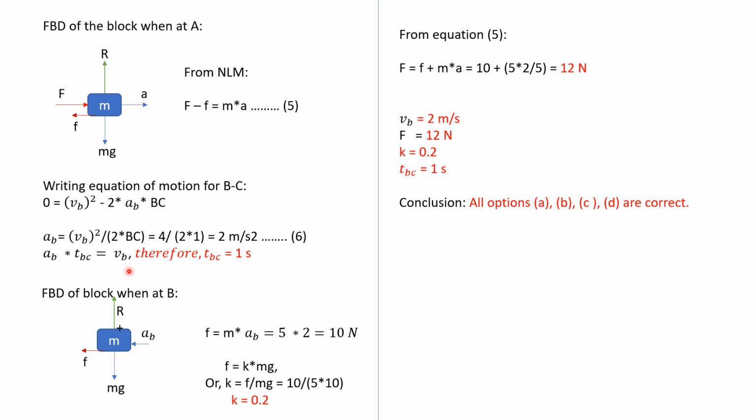Now again from the equation of motion, you know that VB minus AB into TBC is equal to VC, and VC is equal to 0. So VB is equal to AB into TBC. This calculation you can do by yourself. Therefore TBC from here we will get, because VB we have, AB we have. So TBC is 1 second. So this is also one of the options.